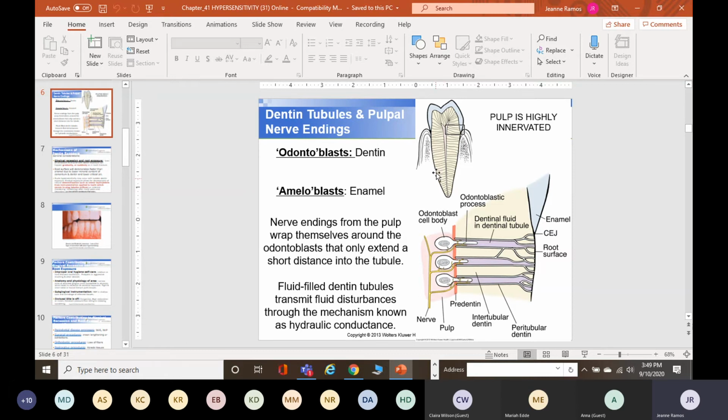So an ameloblast is anything enamel. So you have these odontoblast cell bodies, and they're at the ends of all of these tubules. And what's in the middle is fluid. It's dentinal fluid in the tubule. And then the nerve is running here, and a little piece of this nerve wraps around those cell bodies in here, and it will go ahead and wrap around.